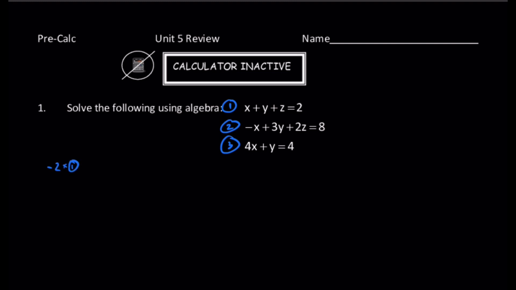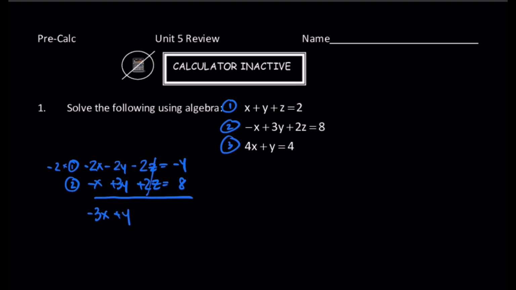And what's that going to give me? Negative 2x minus 2y minus 2z equals negative 4. Don't forget to multiply the other side. I'm going to take that and combine it with equation 2: negative x plus 3y plus 2z equals 8. So now negative 2x and negative x gives me a negative 3x. That gives me plus y. The z's cancel, and I get a positive 4. So this is equation 4.